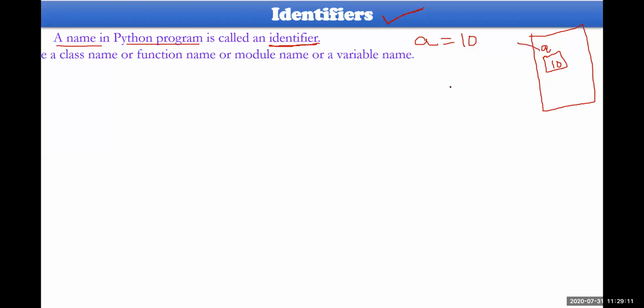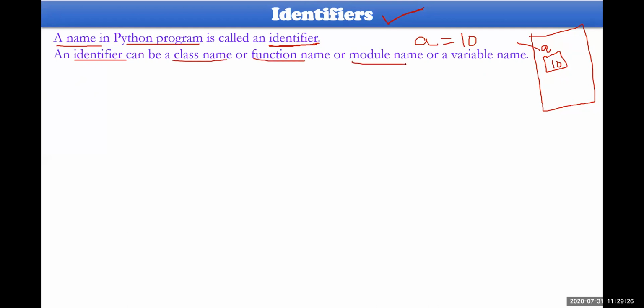Okay. Then followed by identifier. Of course, this could also be called a variable. Don't confuse with those. An identifier name can be either a class name, a function name, a module name, or a variable name. A class name, function name, module name, or variable name can be dynamically created.